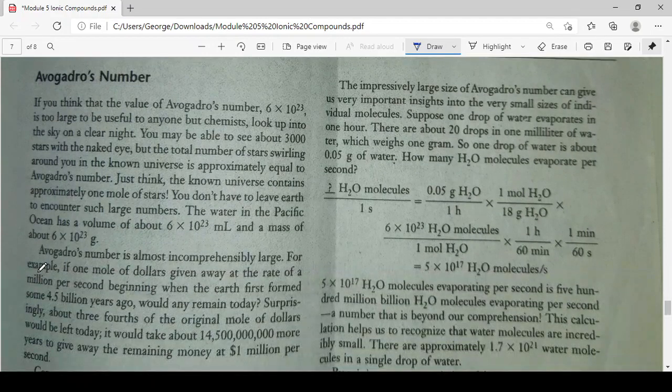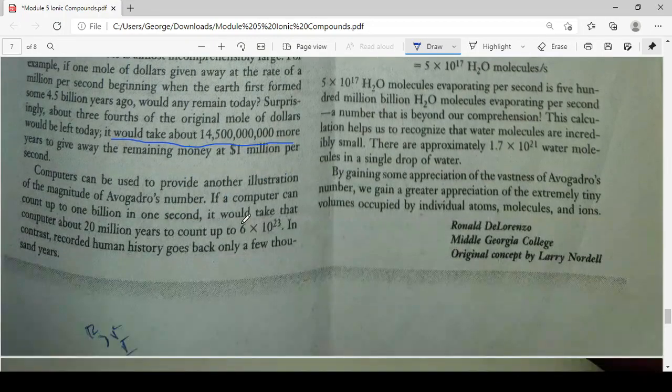So Avogadro's number is almost incomprehensibly large depending on what molecule we are using. For example, if one molecule of water is given away at the rate of a million per second in the beginning when the Earth was first formed, some 4.5 billion years ago, would any remain today? Surprisingly, about 3/4 of the original mole of water would be left today. It would take about 14.5 billion more years to give away the remaining molecules at 1 million per second.